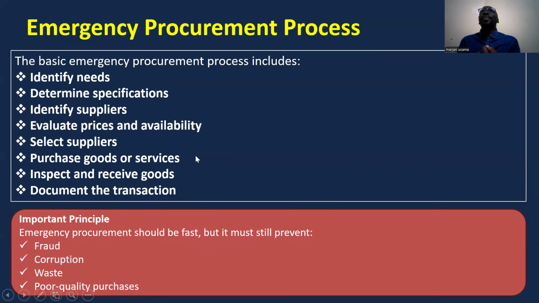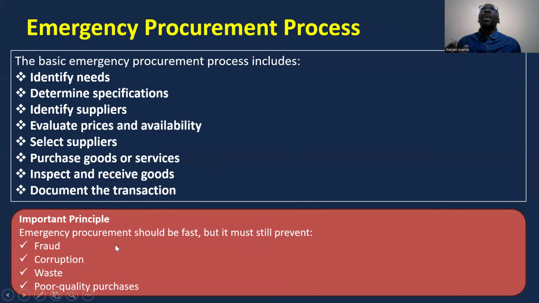Once you purchase, you need to inspect and receive goods in your warehouse. You inspect as you store in your warehouse. Then lastly, you need to document the transaction. For each and every transaction, we need to document. There should be some documentation which will help us to ensure that there is transparency. So the important principle is that emergency procurement should be fast, but it must still prevent fraud.